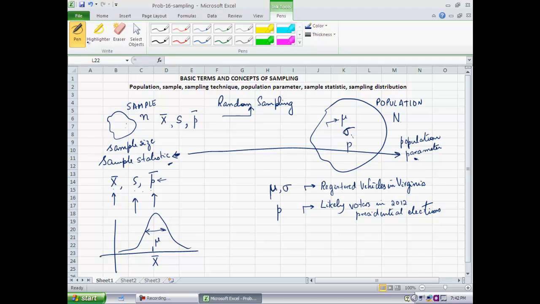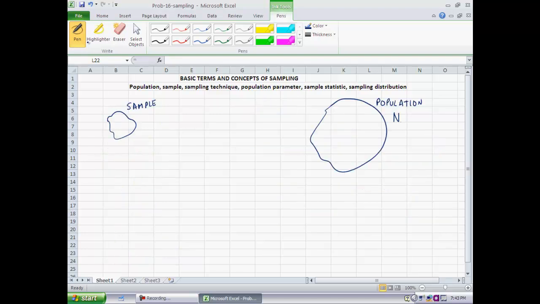In subsequent segments, we will see what these distributions look like, and based on those distributions, how one can make inferences about the population parameter based on sample statistics. Okay, so in the next few video clips, we will be getting into the topic of inferencing, which is the mechanics of inferring population parameters based on sample statistics using the concept of sampling.